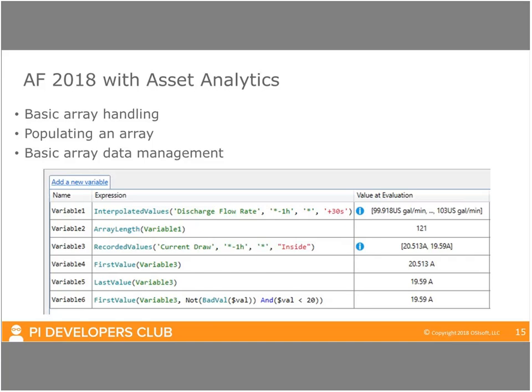Here's a screenshot of some of the new functions that we're adding. For example, the first row is a new function that allows you to retrieve interpolated values from an attribute with a time step. In this particular case, you're looking at the last hour and 30-second time steps, interpolated values. From an array management perspective, you can get the length of the array, you can get the first or last value of the array, and you can work with individual values within the array. I want to draw your attention to the line that says variable 3. This is a new function which complements interpolated values, which is to bring back the recorded values from a particular attribute and populate an array with these values.